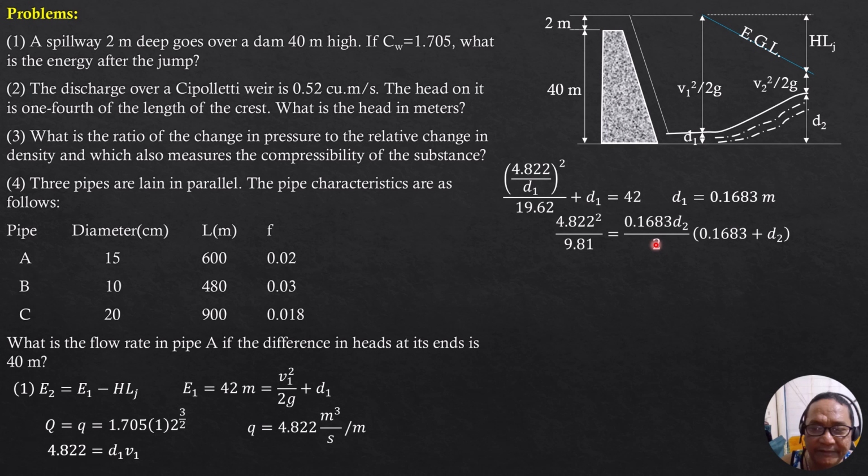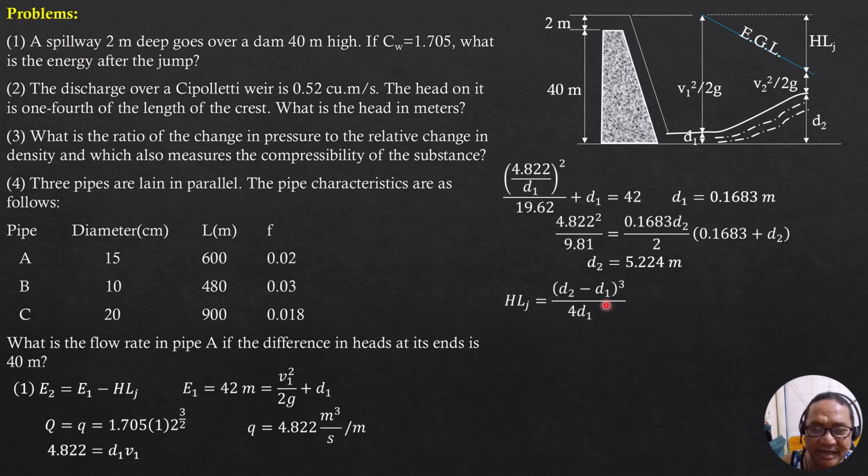Then, if you expand, that's the quadratic formula. You can use your calculator if you want. Then, by high-tech calculator, we can now compute depth 2 as 5.224 meters. Therefore, V sub 2 is small q, 4.822, divided by 5.224.